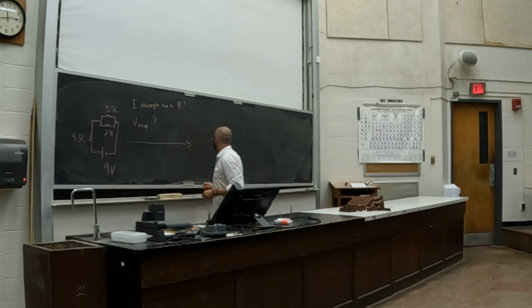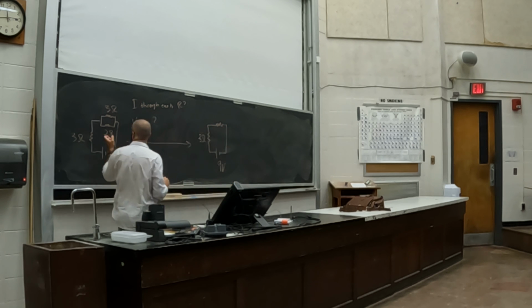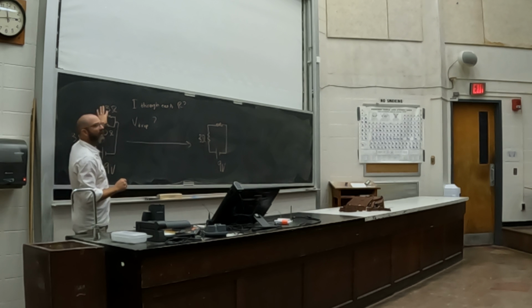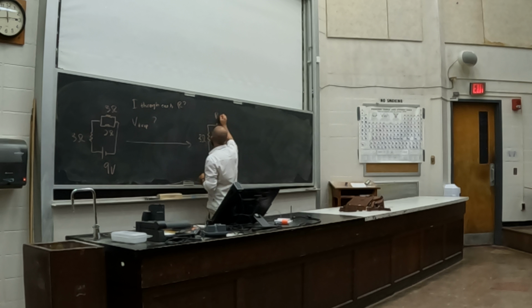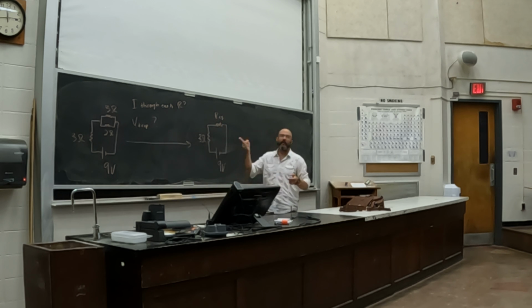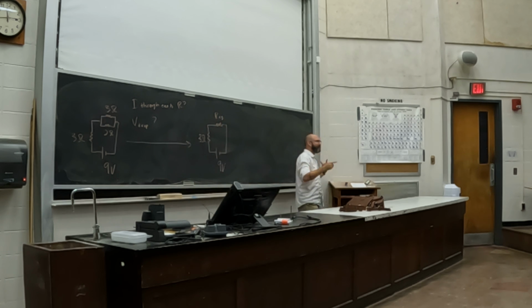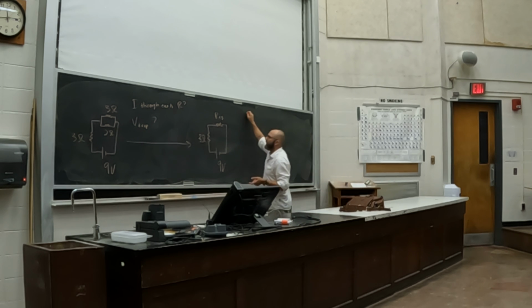So I'm going to redraw it like this, where this is my 9 volt, this is my original 3 ohm resistor, this is the guy right here, and I've replaced this loop with one resistor. This is going to be some sort of R equivalent. I've got a parallel arrangement, so I need to do my inverse summation. I just do that on the side.